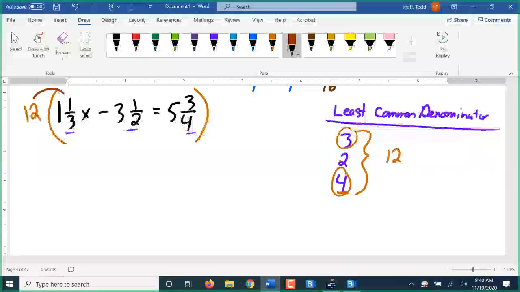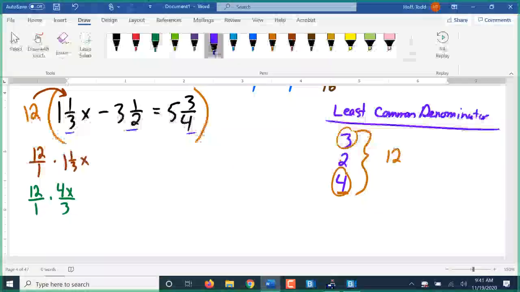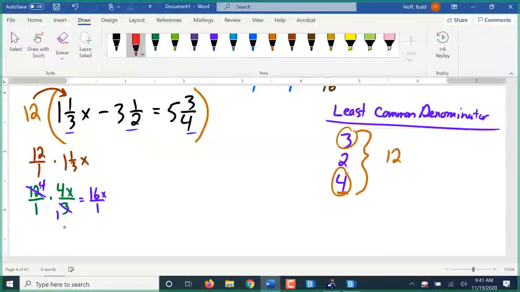So 12 times 1 1/3 x. So 12 over 1 times 1 1/3 x. We still have some work to do because the 1 1/3 has to be changed to 4 thirds, and we're going to put the x on top. So 4x over 3, or 4 thirds x. So now we can multiply 12. Well, I can cross cancel here. The 12 and the 3 both divide by 3 to give me 1 and 4. 4 times 4x is 16x over 1. So that's just 16x.